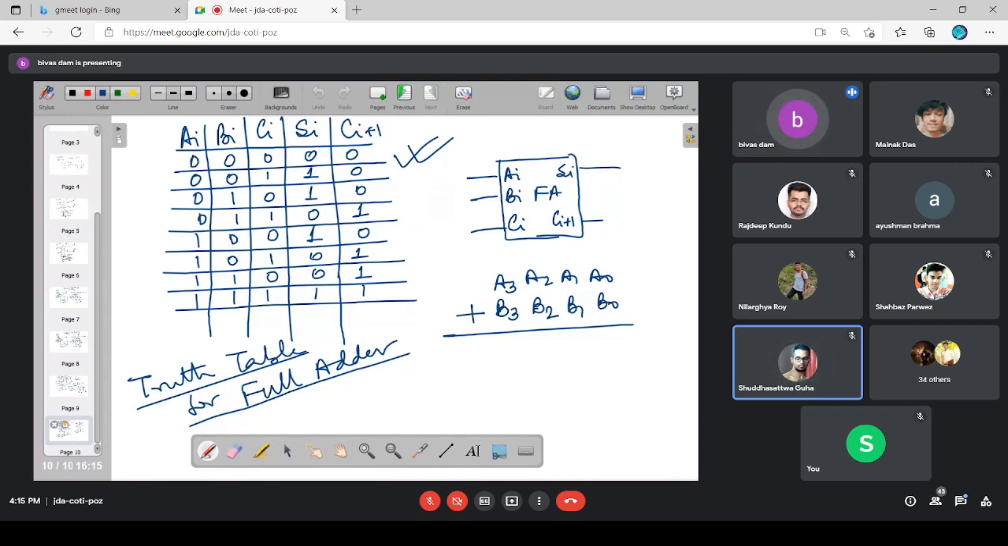For the 0th stage, is there any incoming carry? No, sir. So for the 0th stage, 1 half adder is enough. But for stage number 1, 2, and 3, there may be incoming carry. So I have to keep provision for the incoming carries. There I cannot go for the half adder units. There I have to go for the full adder units. So the requirement is 3 full adder units and 1 half adder unit.